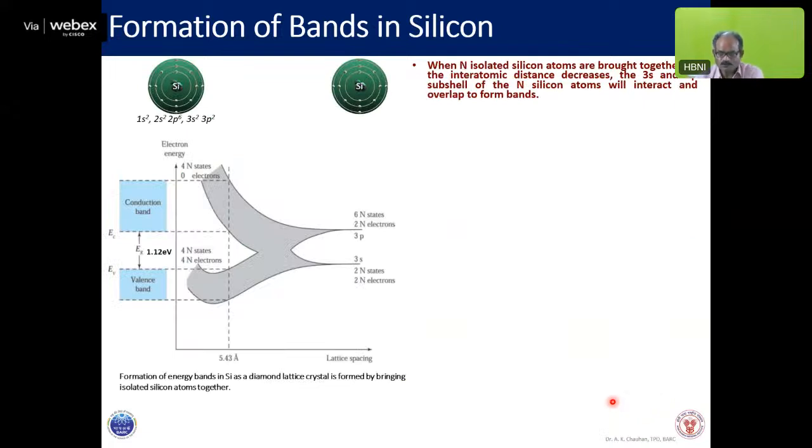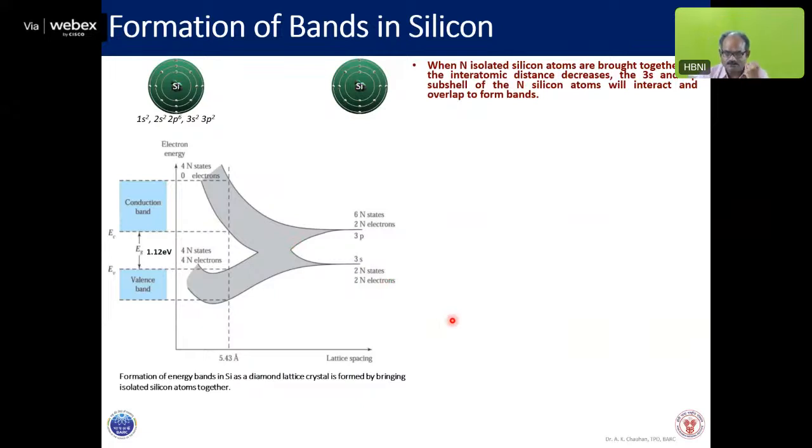Now, one silicon atom is having 2 electrons in the s state and 2 electrons in the p state. However, 4 p states are still vacant because it can have more electrons there. And when they are in single atomic states, they are so far from each other that they are not interacting with each other. In that case, what will happen?